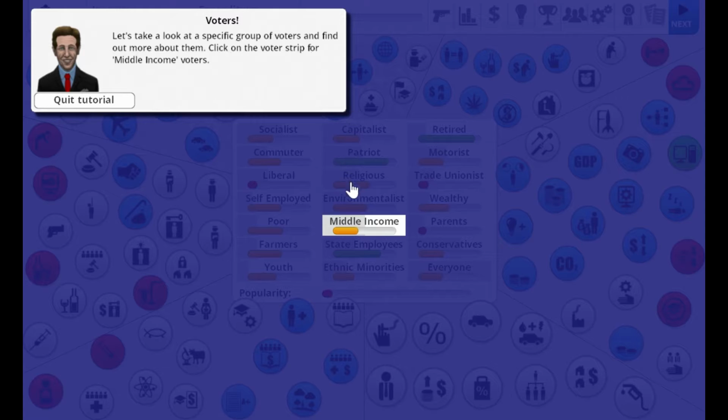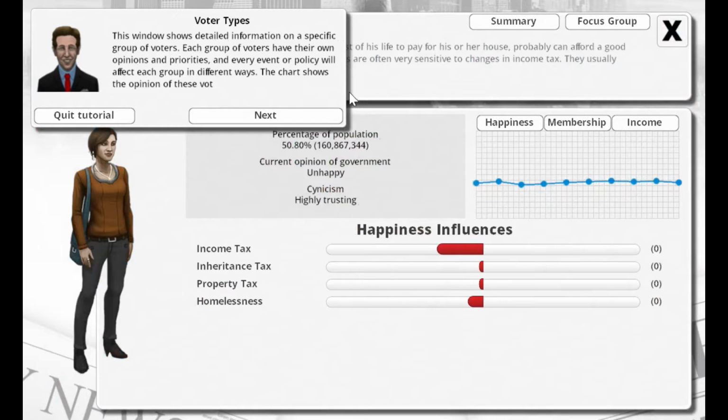Let's take a look at a specific group of voters and find out more about them. Click on the voter strip or middle income. This window tells information on a specific group of voters. Each group of voters have their own opinions and priorities, and every event or policy will affect each group in different ways. The chart shows the opinion of these voters over time, and as well as how they feel about specific policies and events.